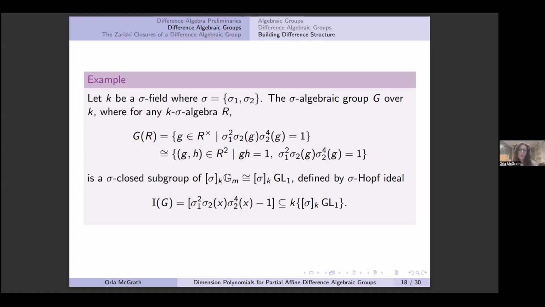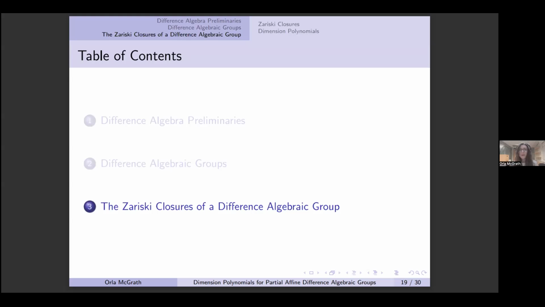So in order to prove that these defining ideals are finitely difference generated, the way that we're going to do that is cut up this ideal using all this structure that we know on sigma k GLM. So this is where we lead into what we're going to define to be the Zariski closures of our difference algebraic group, and then we will talk about the results that we get on these Zariski closures.